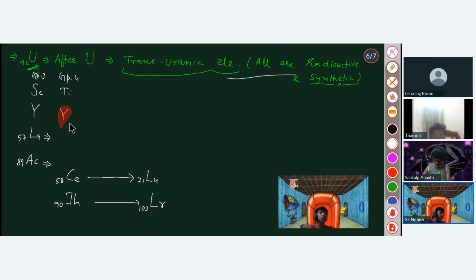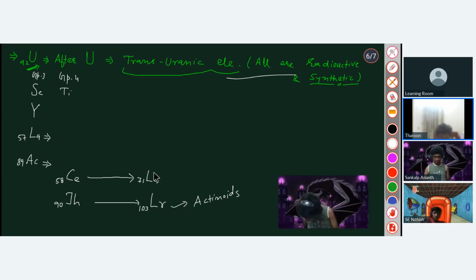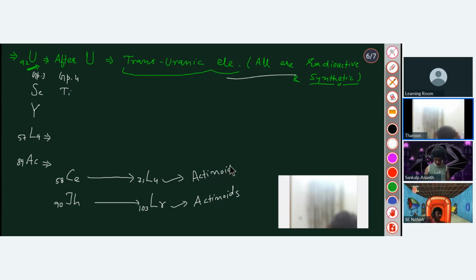Sir, can you write down the actinides? Actinides. I will write it. These are your actinides. You can call them the actinide series or actinides. Actinides are also known as the 5F series, and lanthanides are known as the 4F series.